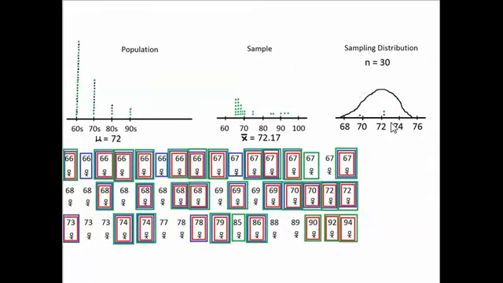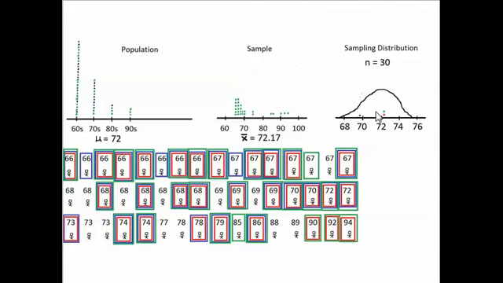I actually went ahead and calculated the standard errors of the two sampling distributions. The standard error of the sampling distribution for the sample size of 4 came out to about 7, and the standard error for the sampling distribution for the sample size of 30 came out to about 0.88. So the standard error of this sampling distribution is quite a bit smaller than the standard error of the sampling distribution we looked at earlier.